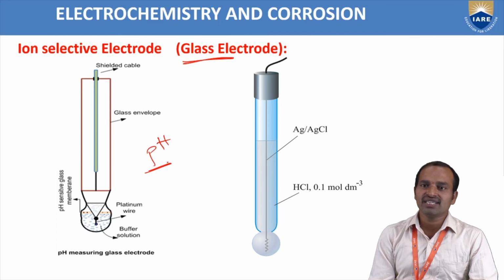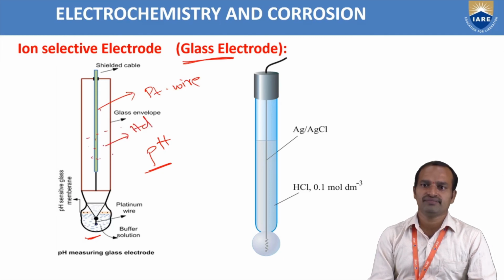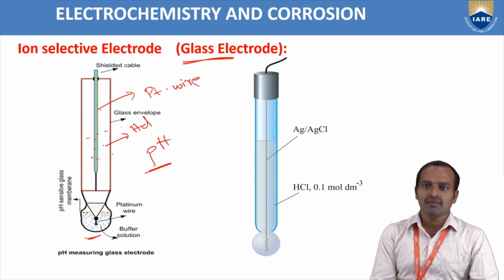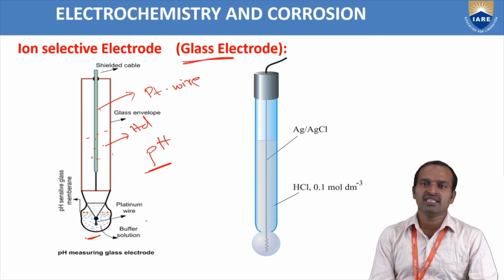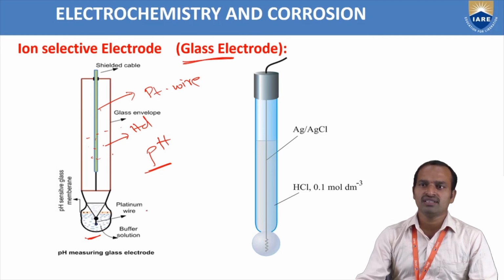This glass electrode consists of a thin walled bulb, and in this there is a platinum wire. And in this we are taking the HCl solution. So this bottom is there now, the thin walled bulb. This has a low melting point. Whenever we dip it in hot water, melting takes place easily. So this is the diagram of the glass electrode.